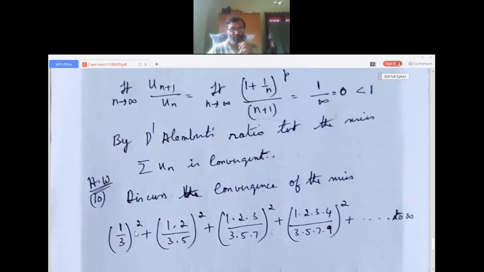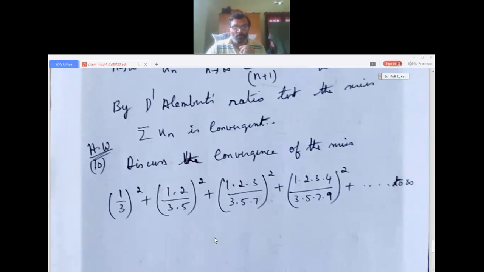Very simple: first term 1 by 3 whole squared, second term 1 into 2 divided by 3 into 5 whole squared, plus 1 into 2 into 3 divided by 3 into 5 into 7 whole squared, plus 1 into 2 into 3 into 4 divided by 3 into 5 into 7 into 9. See the increasing pattern: 1 into 2, 1 into 2 into 3, 1 into 2 into 3 into 4, and here 3 into 5, 3 into 5 into 7. So what will be the nth term? This power 2 is fixed. You can guess. I can just give you a hint.